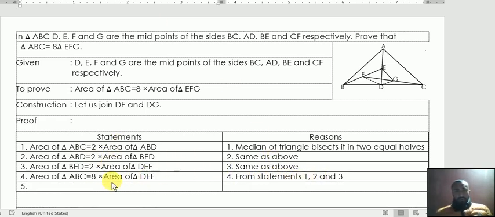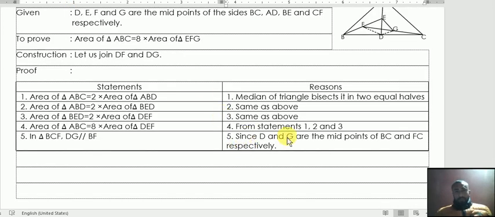Lastly, we need to show these two triangles DEF and EFG are equal in area. For that, first of all we need to show DG is parallel to BF. You can see in this triangle BFC, G is the midpoint of FC and D is the midpoint of BC. The line segment joining midpoints of any two sides of a triangle is parallel to the third side. So by that property we can say this is parallel to BF.